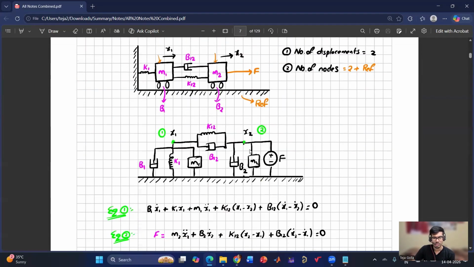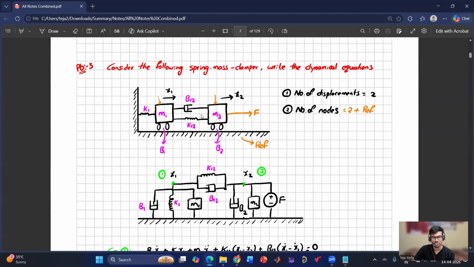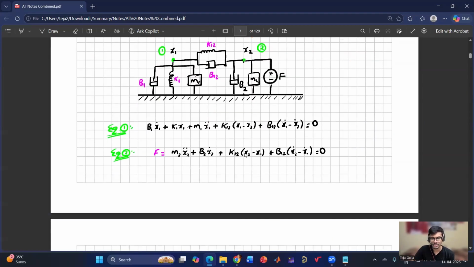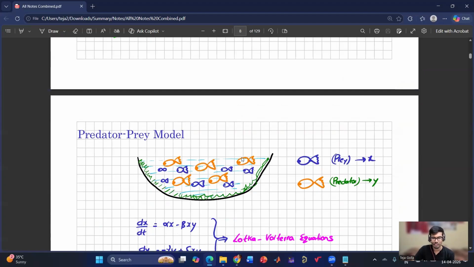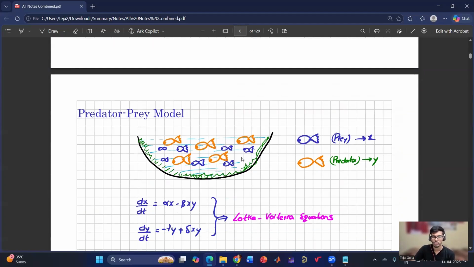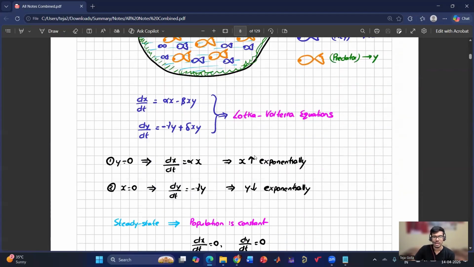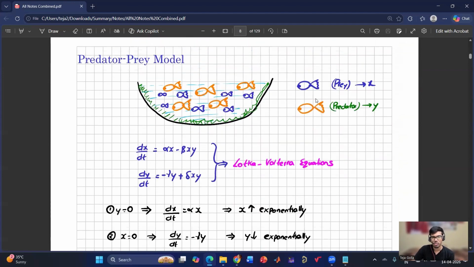We can individually compare, and we have compared which parameter corresponds to which parameter. And this is another problem where a mass spring damper is given and we are asked to write the equation. So in the first week it is more about mathematical modeling, and we have also discussed the predator prey model, which is very interesting, and what the equations are, and what happens if we give some initial condition and see how the population is going.